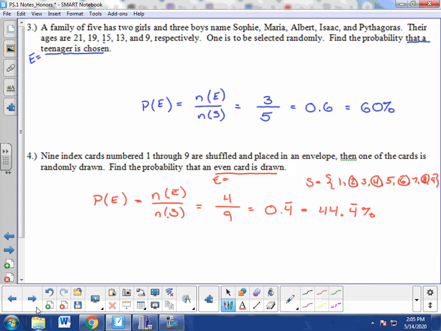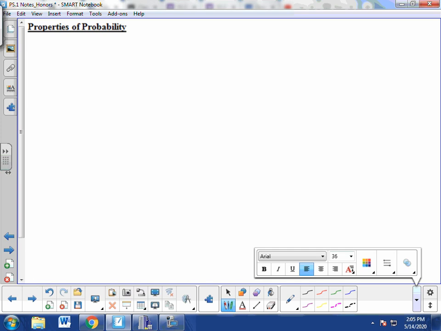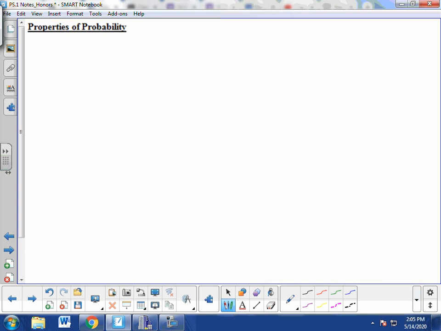Now, we can continue off of this to develop some properties of probability. So there are going to be two main properties that we focus on, each having some subsections. So let's say property number 1.